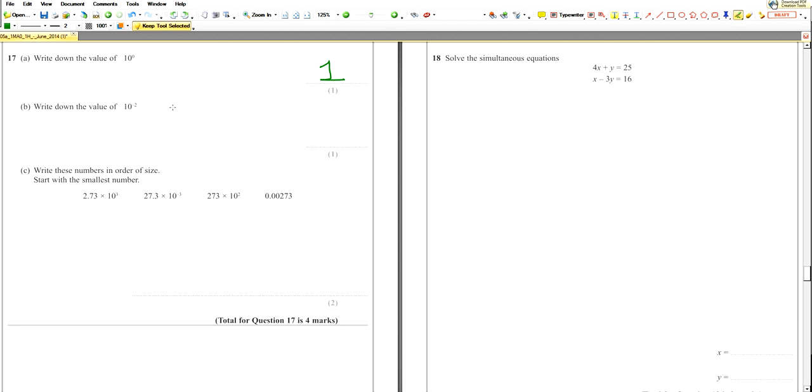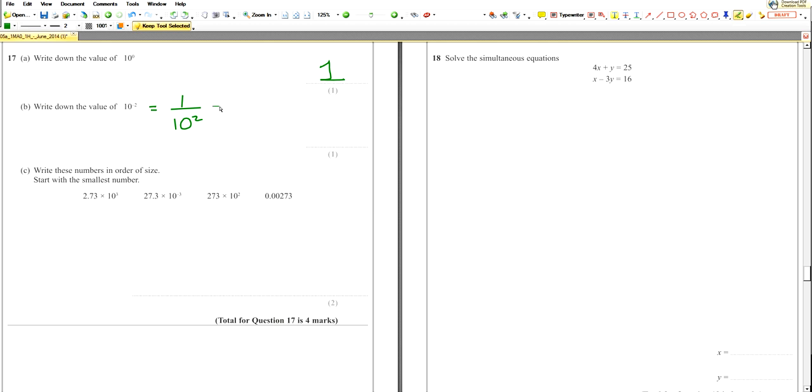Okay, anything to the power of minus 2. What does minus 2 mean, Mr. Saf? Minus means reciprocal, means turn upside down. 10 to the power of minus 2 means 1 over 10 squared. The minus means turn the number upside down. Once you've done that, the minus is gone. It's done its job. It's telling you to do something. So 10 to the minus 2 is another way of writing 1 over 10 squared. There's no minus in 1 over 10 squared.